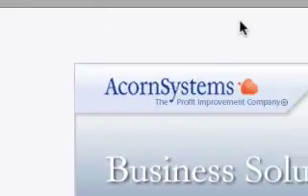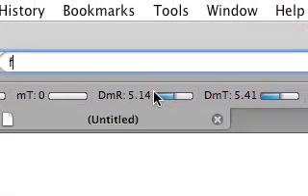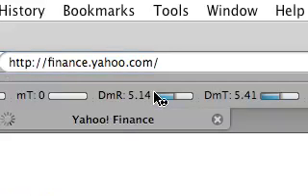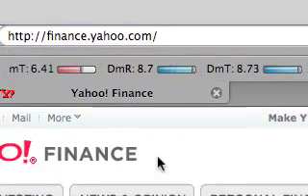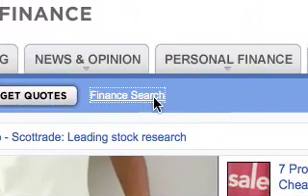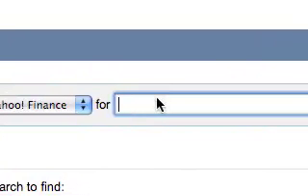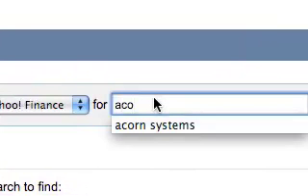Well, let's see what their size would be. The next thing that I would do is go over to my browser and go to Yahoo Finance search. That's probably the easiest, cheapest way to figure out if a company matches your criteria. So we'll go over there and let's type in Acorn Systems.